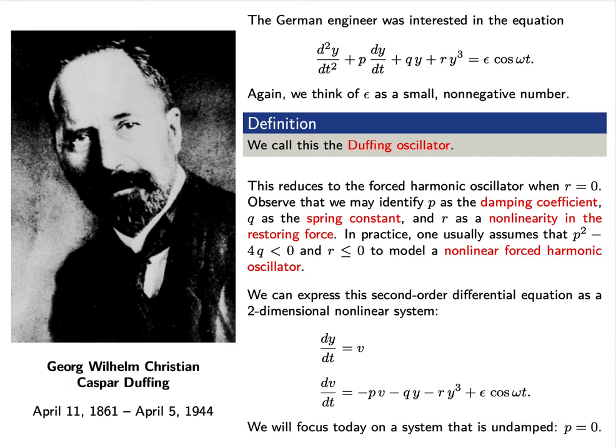Just like with the harmonic oscillator, we can express the second order differential equation as a two-dimensional nonlinear system. We have dy/dt equals v, so that dv/dt equals negative p times v minus q times y minus r times y cubed plus epsilon cosine omega t. And as with the forced harmonic oscillator, we'll assume today that our system is undamped. That is, we'll set p equal to 0.